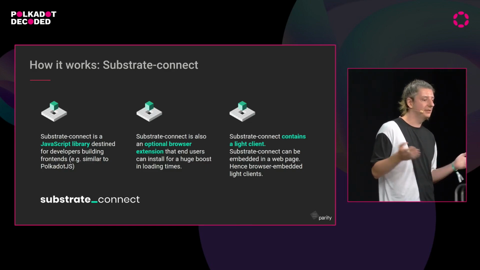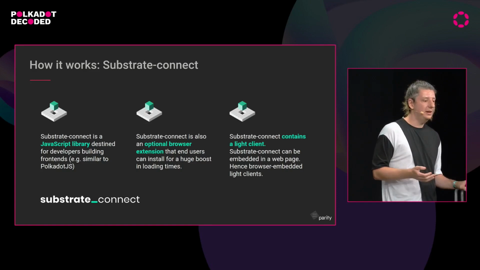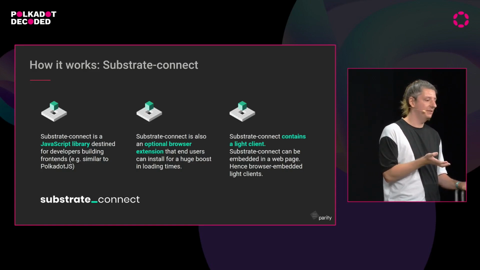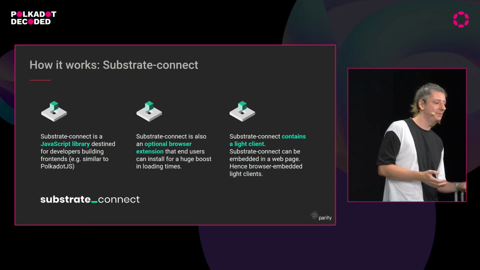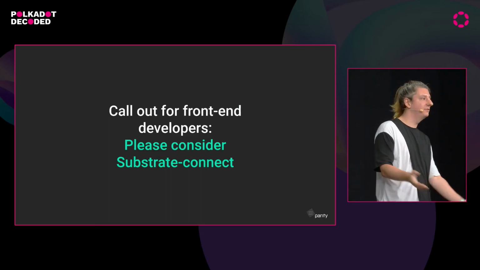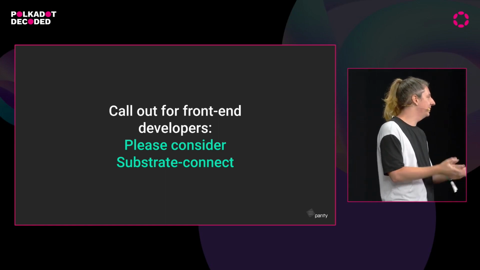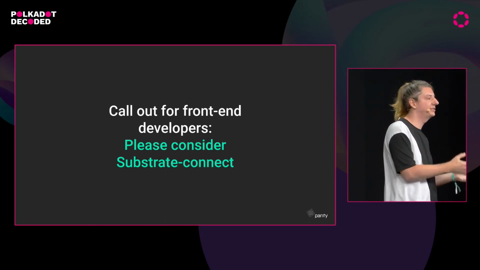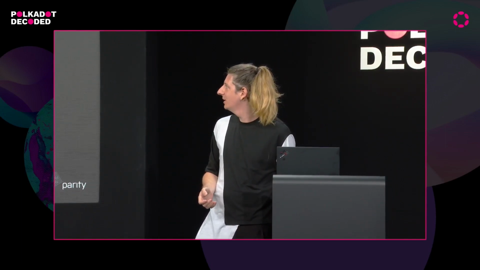Substrate Connect contains a light client and is in a web page. And that's why I call this the browser-embedded light client. This is basically a call-out for front-end developers. If you're writing a front-end application that connects to a blockchain, you should use a light client. You should try to use Substrate Connect. Please consider it. It's the same user experience as through a central access point, except better, more robust to hijacking and downtimes.